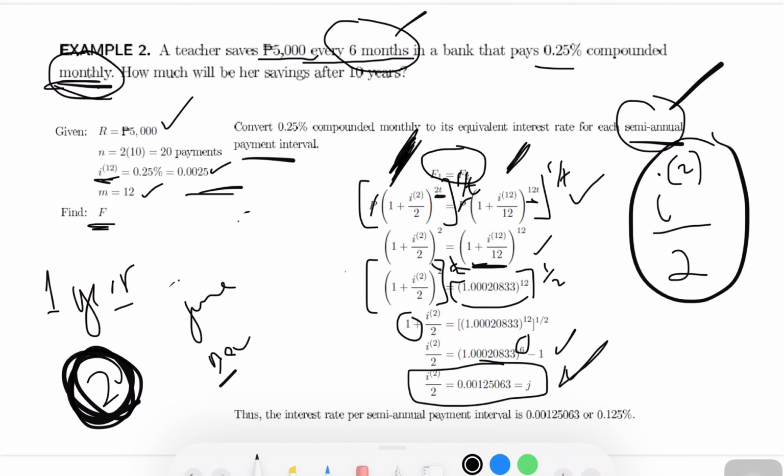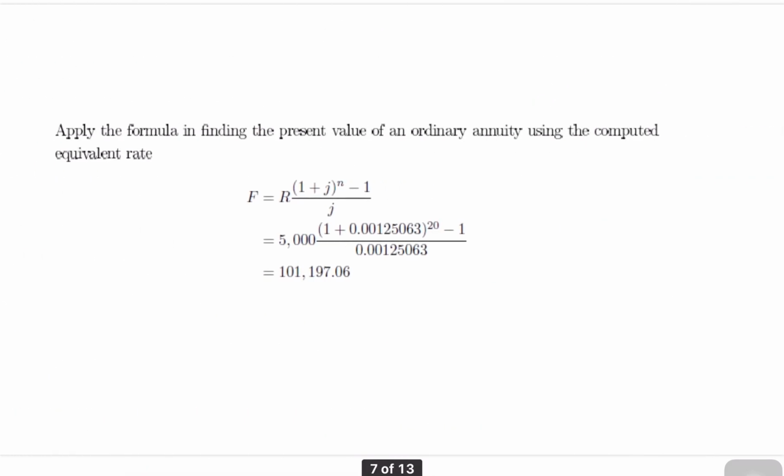So now we have our J. This is our interest rate for semi-annual. Okay, semi-annual because it is every 6 months. So it should be every 6 months. That is why semi-annual. Then again, go back to the formula.